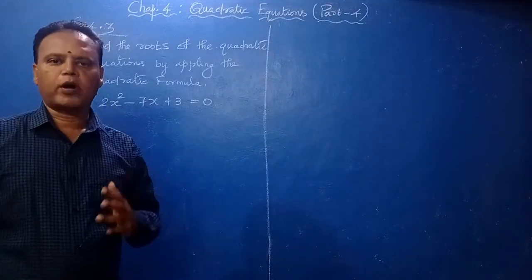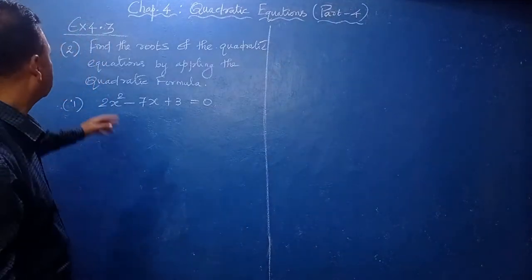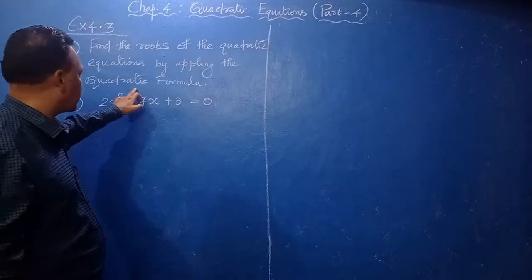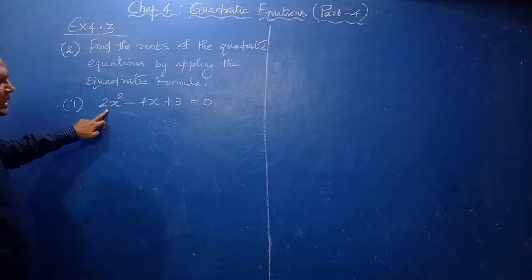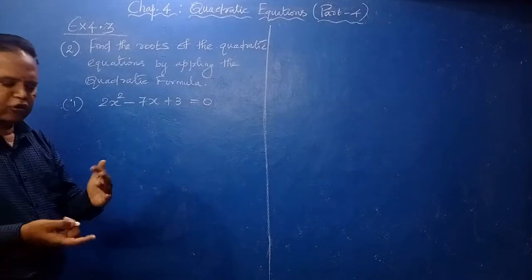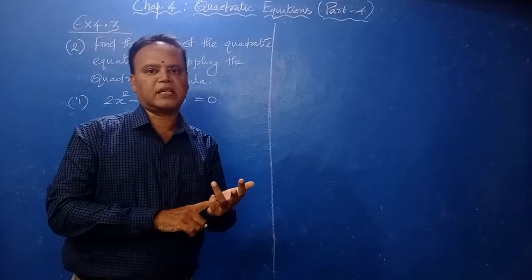So by using the quadratic formula, now we will see some problems. Find the roots of the quadratic equation by applying the quadratic formula. A quadratic equation is given. You have to find out the roots. Even you can do it with the factorization method. Clear?